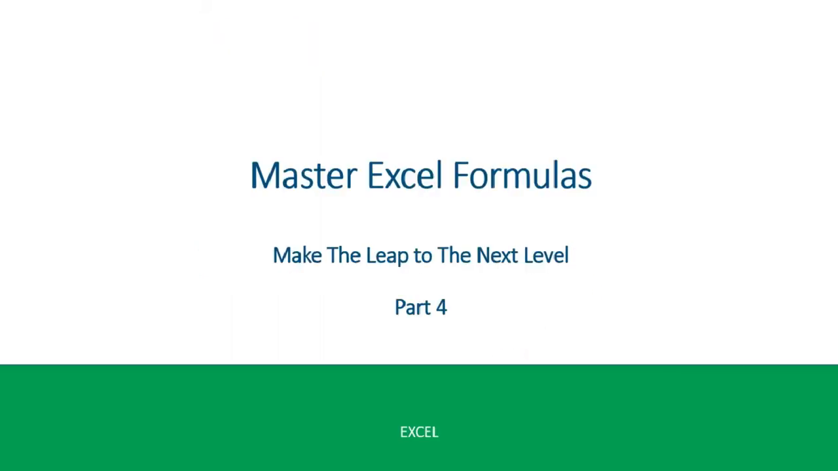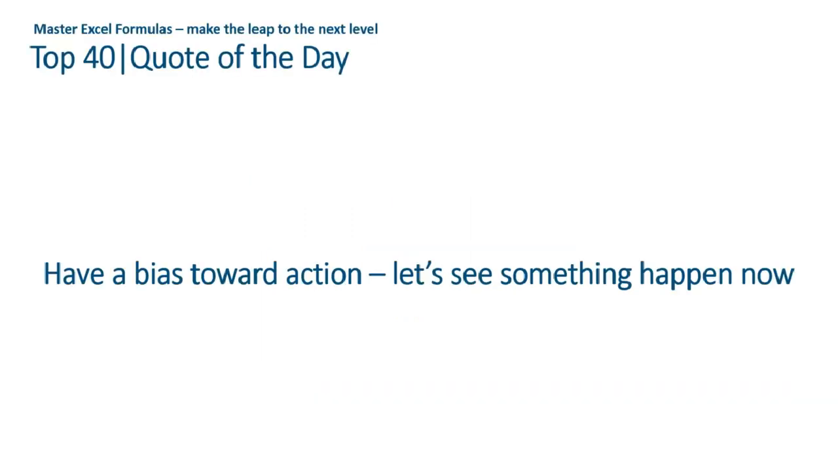Welcome to part 4 of this course. I really hope you're enjoying it so far. As usual, let's start with the quote of the day. This time it is: have a bias towards action. Let's see something happen now. The whole point is that we need to fight our procrastination, because otherwise we are just going to be talkers rather than doers, and we don't really want that.